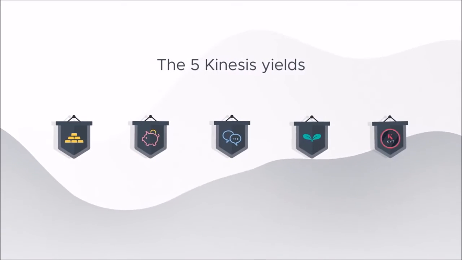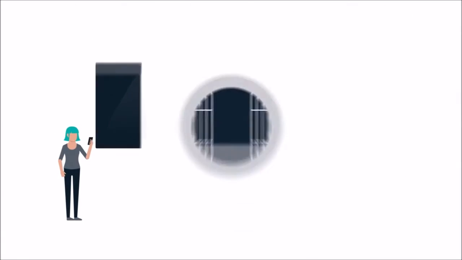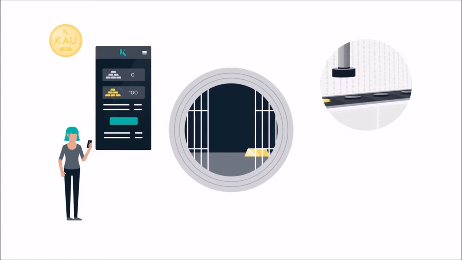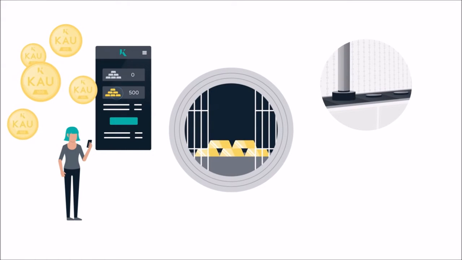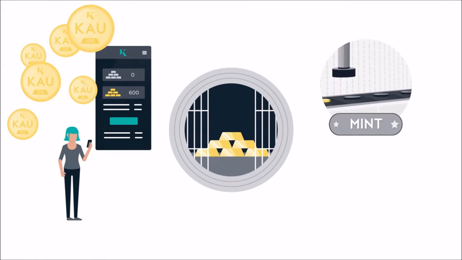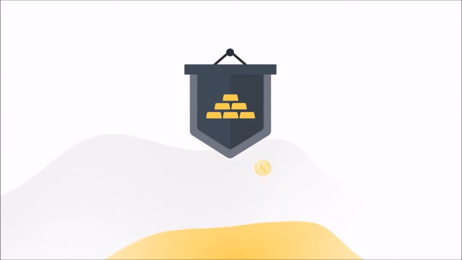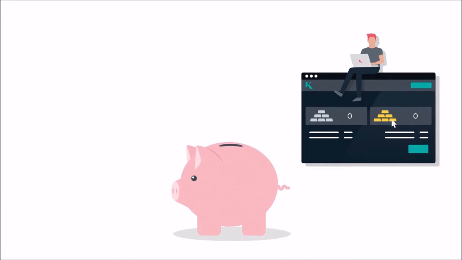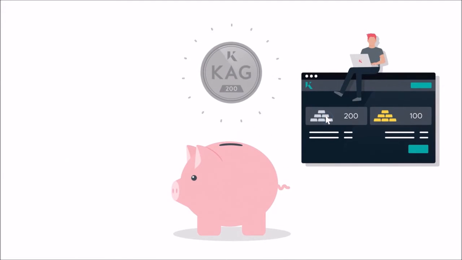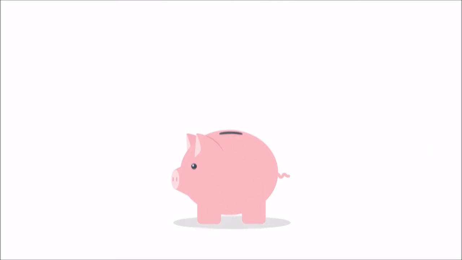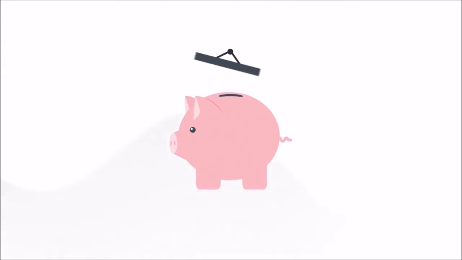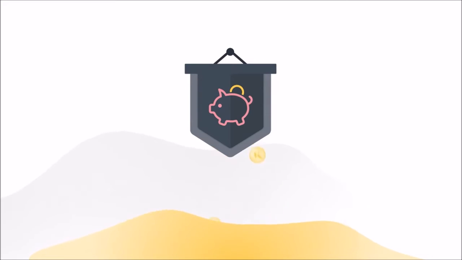We have 5 various yields in Kinesis. We have one for the people who want to bring larger quantities of gold and silver into the system, which we call minting. Purchase gold or silver via the Kinesis Mint or exchange, and there's an associated minter's yield. We have one for people who purchase gold and silver, KAU and KAG, to hold it in their account rather than spending. This triggers our holder's yield, similar to a savings account or investment account.